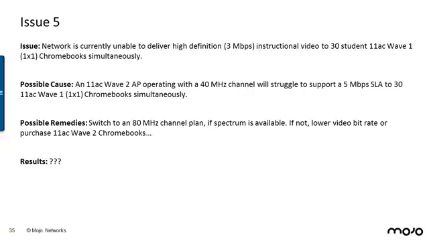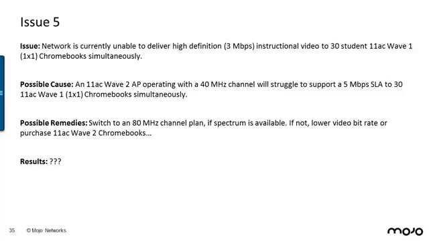All right, issue number 5. The network is currently unable to deliver high-definition instructional video to 30 students using 11AC Wave 1 Chromebooks simultaneously, and these are 1x1 Chromebooks. So they're going to connect at PHY rate or max data rate of 433 megabits per second.